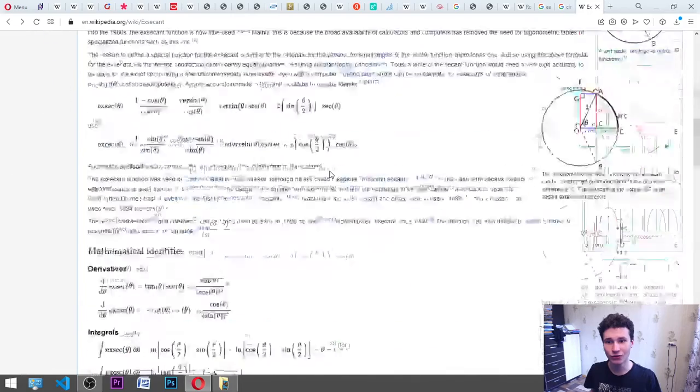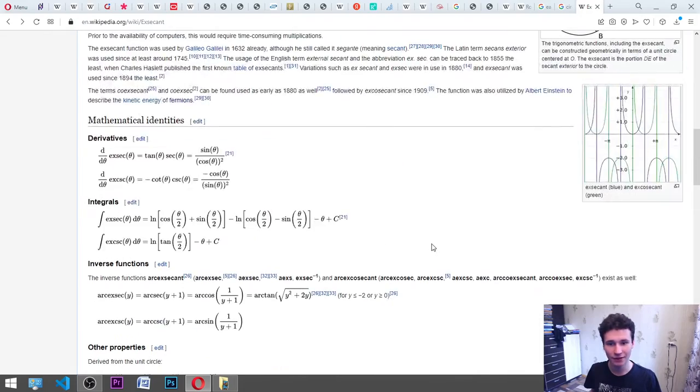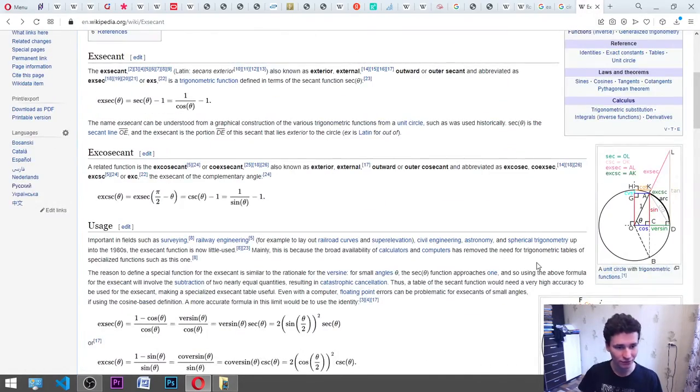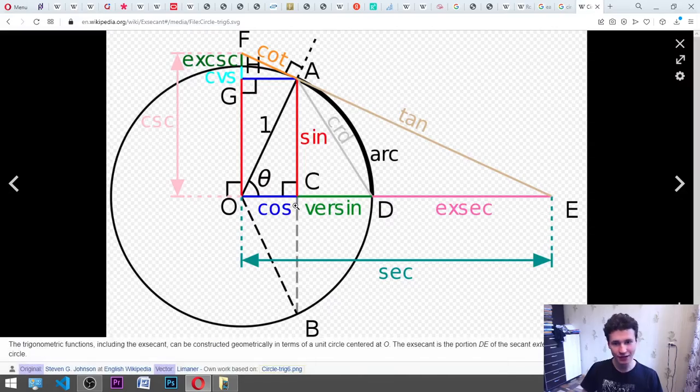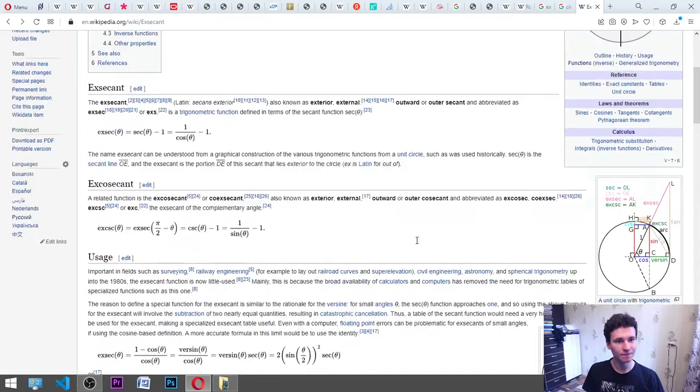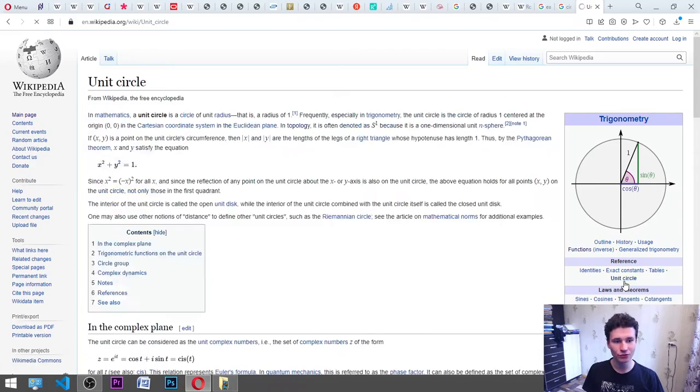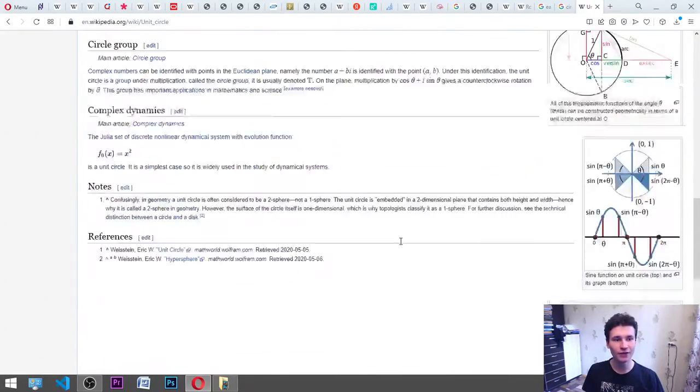So you can Google maybe something. Versin, also we have versin, it is interesting. If we look at this, we have something here. Interesting to look at this, and CVS also. Trigonometry, yes, and unit circle, you can Google unit circle, you'll find the information about it.